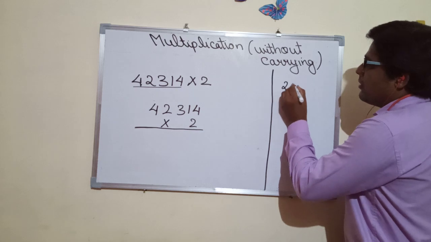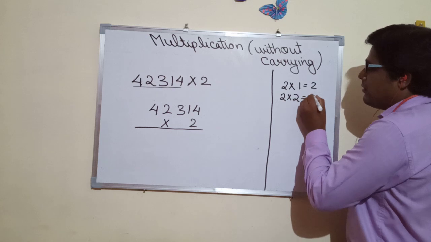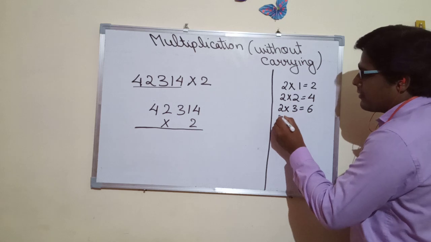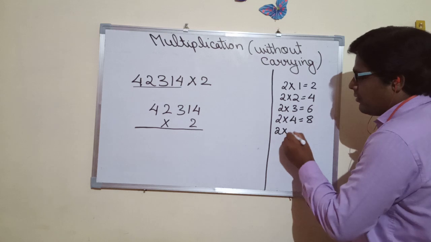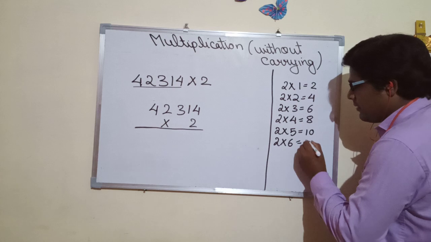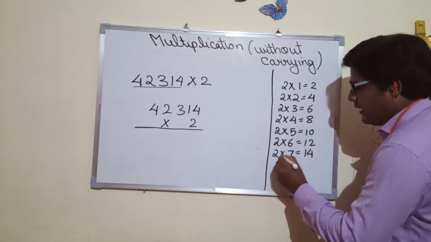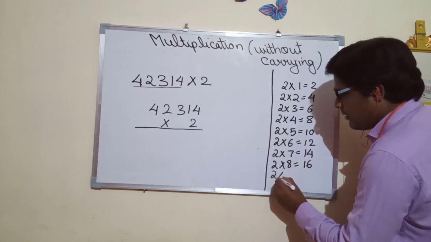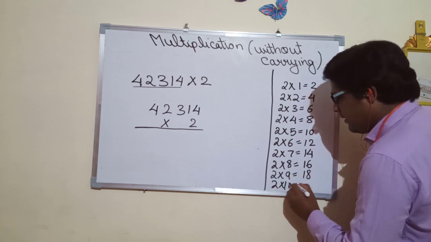2 ones are 2, 2 twos are 4, 2 threes are 6, 2 fours are 8, 2 fives are 10, 2 sixes are 12, 2 sevens are 14, 2 eights are 16, 2 nines are 18, and 2 tens are 20.